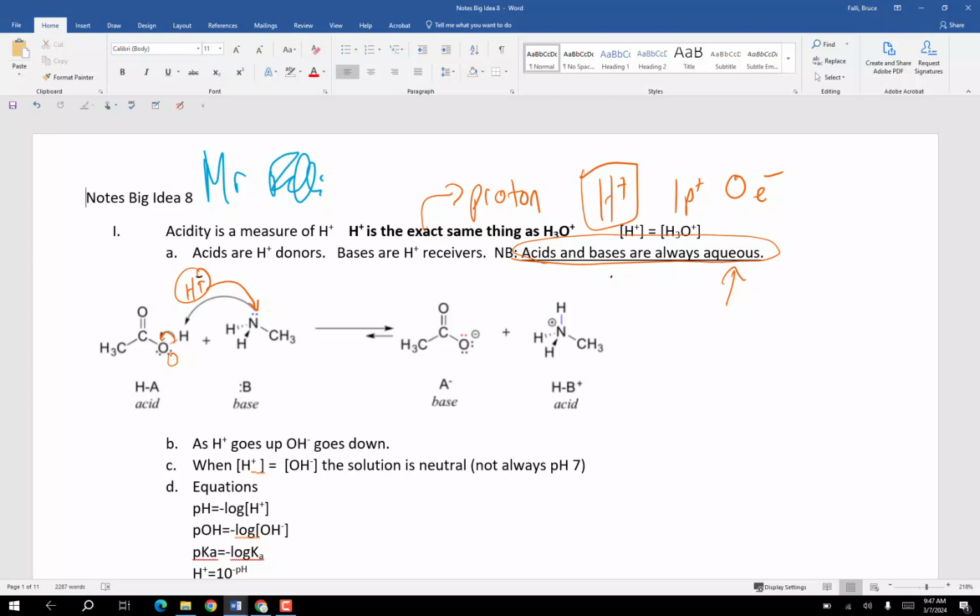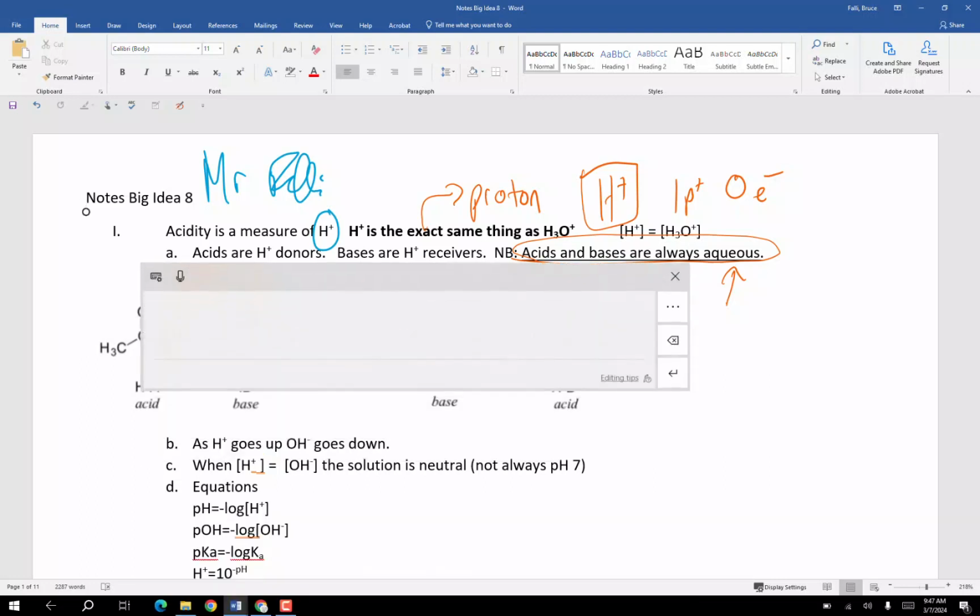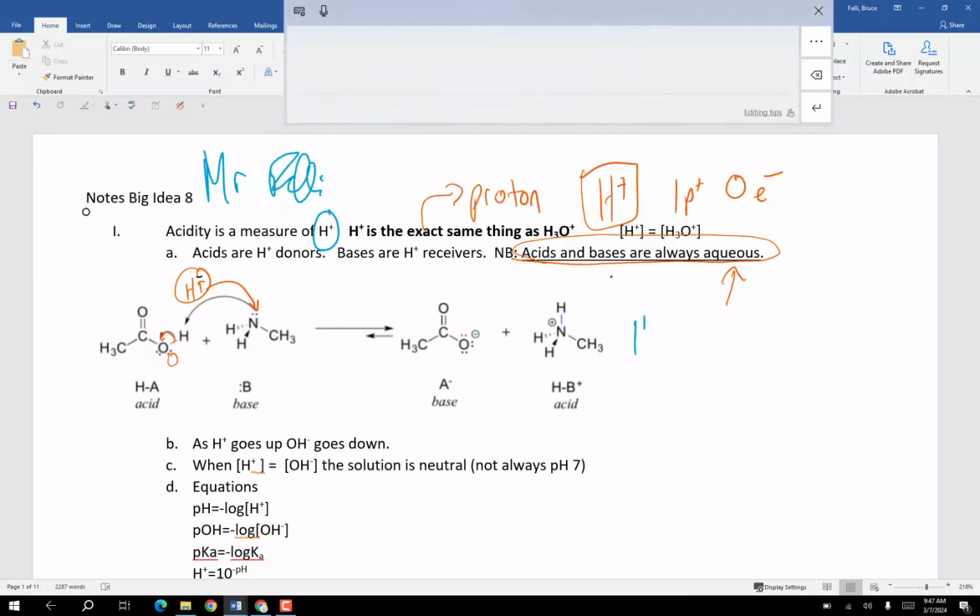But I'm Mr. Folly and welcome to Acids and Bases. So acidity, first of all, acidity is a measure of H positive. H positive is the exact same thing as H3O positive, and it's the exact same thing as a proton. So that means H positive concentration equals H3O positive concentration all day, every day, right? I say it's like your parents and Santa Claus, right?